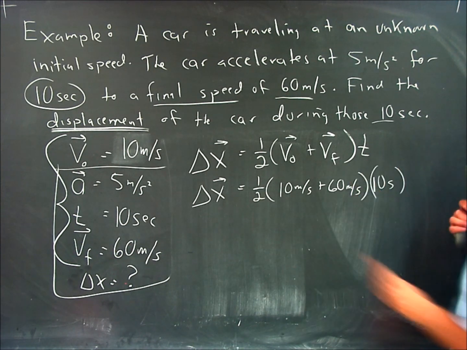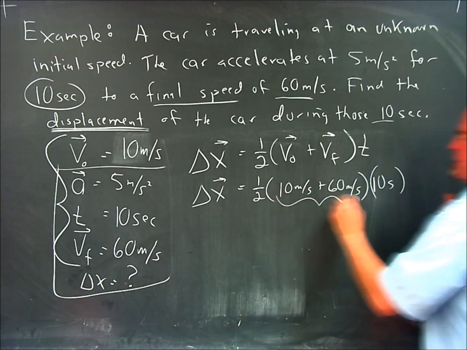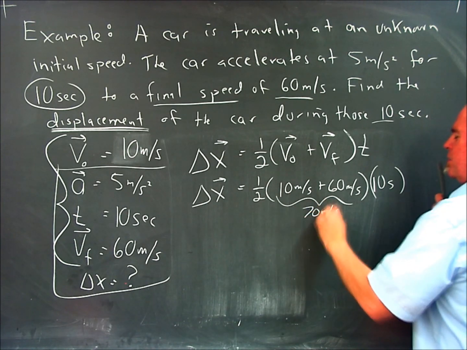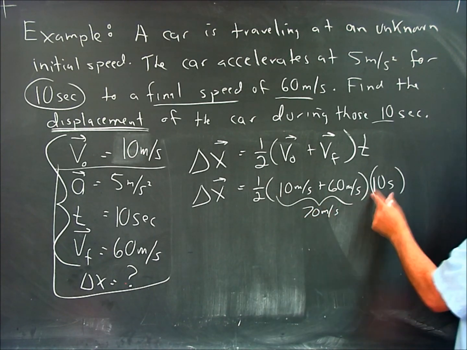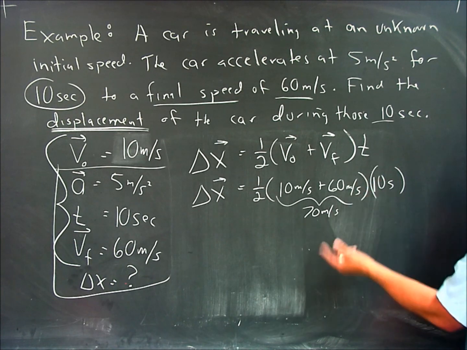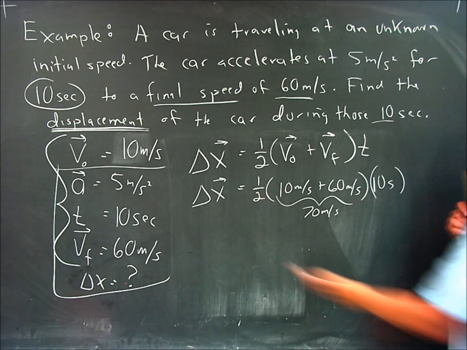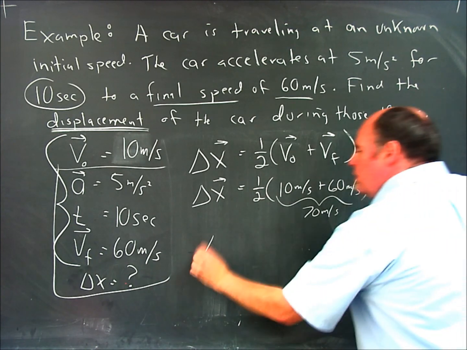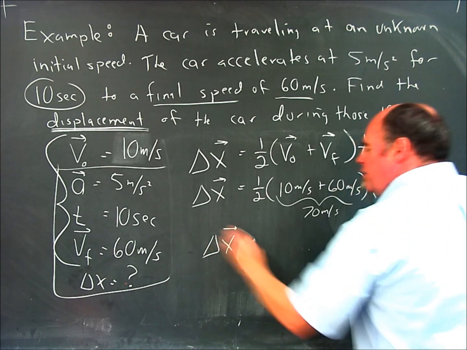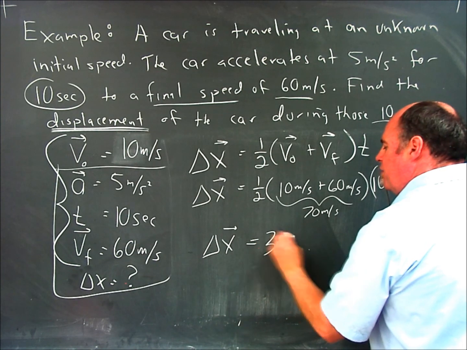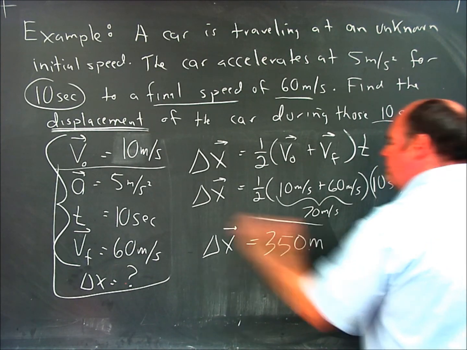Okay, so if in the middle here you do this, that becomes 70 meters per second. So 70 times 10 comes out to be 700, and that would just be meters, and then you take half of that, you multiply it by a half, and you'll get 350. So delta x, you can use a calculator and just plug it in. Delta x will come out to be the number 350 meters.